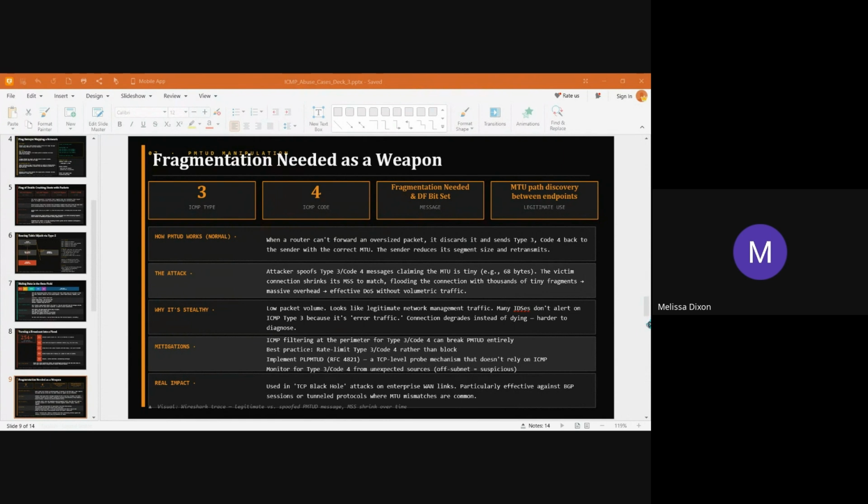And now for the attack, the attacker spoofs type 3 code 4 claiming MTU equals 68 bytes, the minimum legal IPv4 size. The victim honors it and reduces MSS to 28 bytes: 68 minus 20 IP header minus 20 TCP header. So at that point, a 1 megabyte transfer now requires 36,000-plus packets instead of the usual 700 packets. So the connection throughput collapses, right?